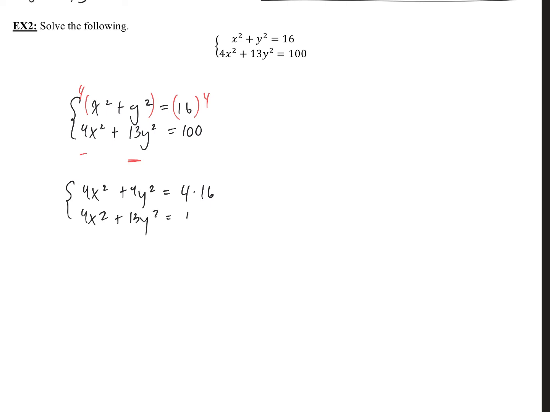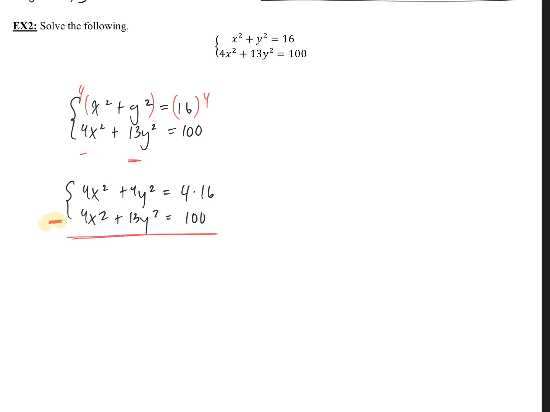Alright, and now let's see, should I add or subtract? Well, if I added, I would end up with an 8x squared. And my goal was to cancel the x's, so that's not going to work. So I'm going to go ahead and subtract, and once again, this is important that you show me which symbol you chose to use. Please make sure to show that in your own work as well when you're doing your exam.